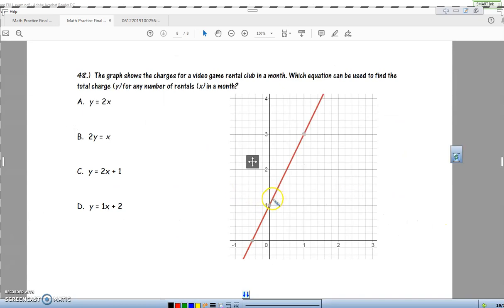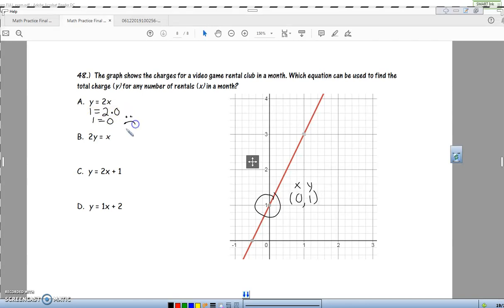Okay, last question. Okay, so I'm going to choose a point that's perfect. So I can either choose 1, 3, or 0, 1. I'm going to choose the over 0, up 1. X, Y. Anytime I see an X, I'm putting a 0. Anytime I see a Y, I'm putting a 1. So this one would be 1 equals 2 times 0.